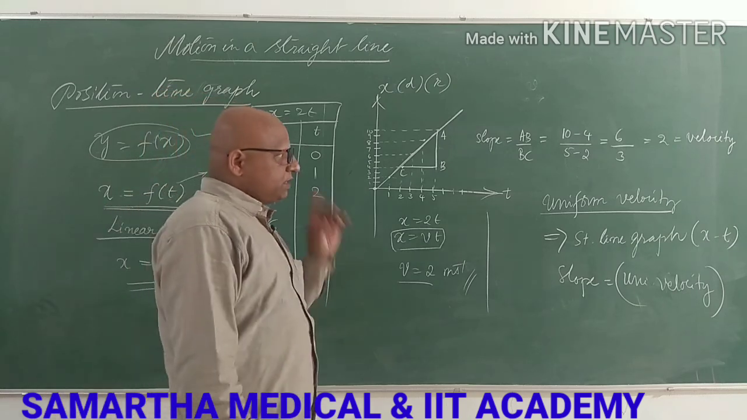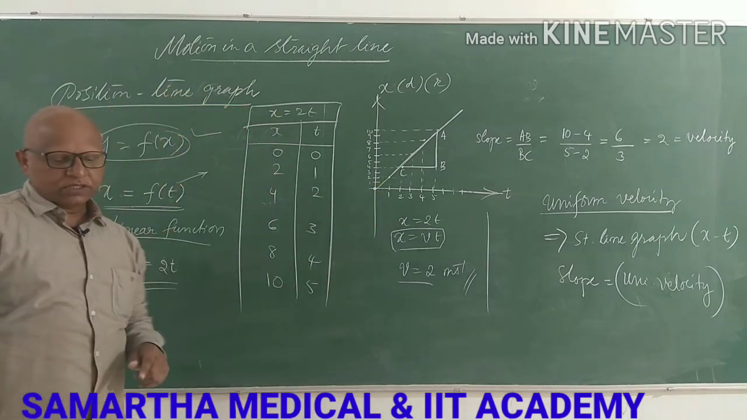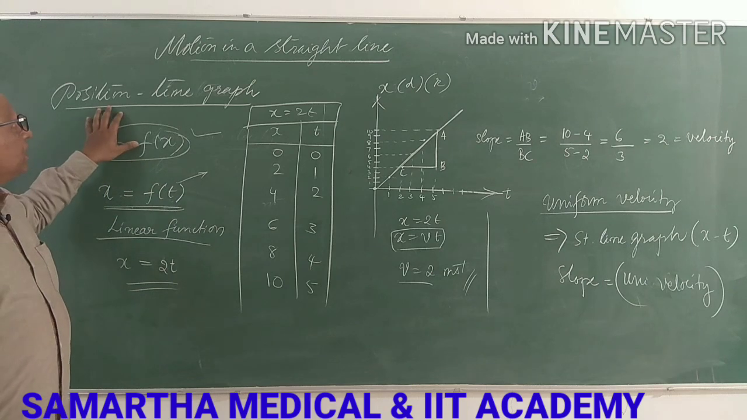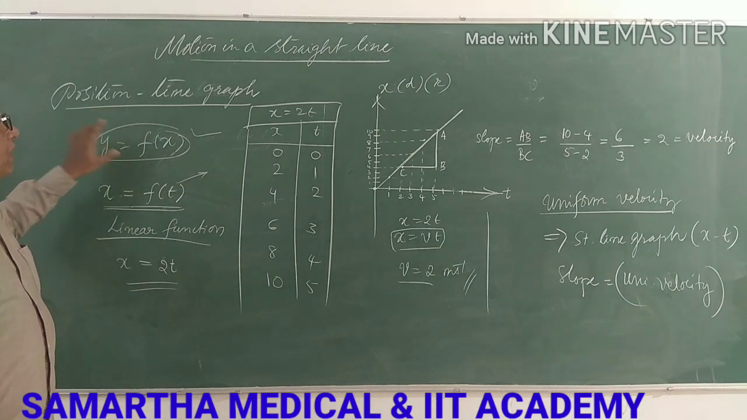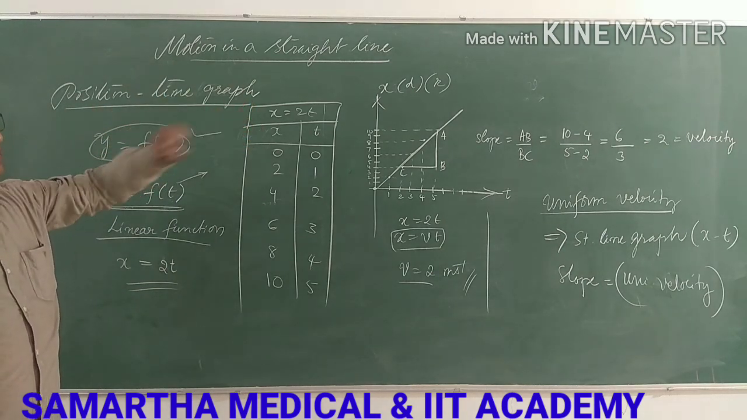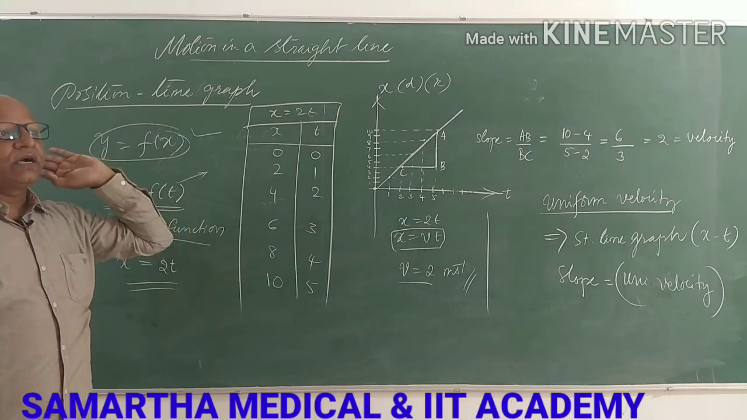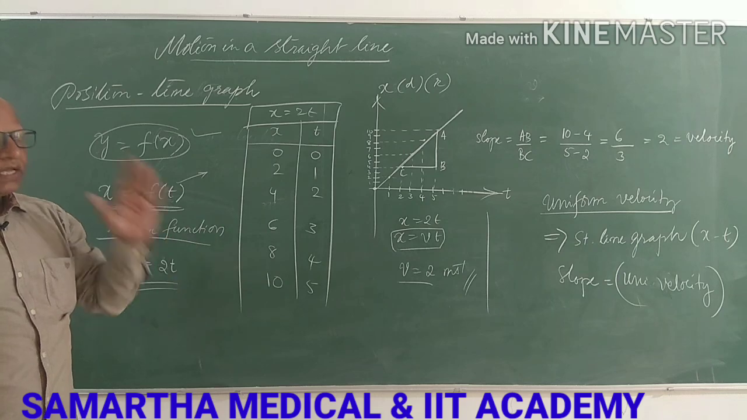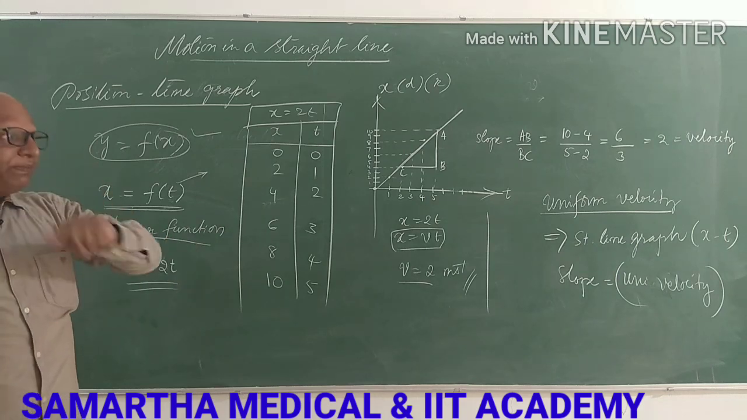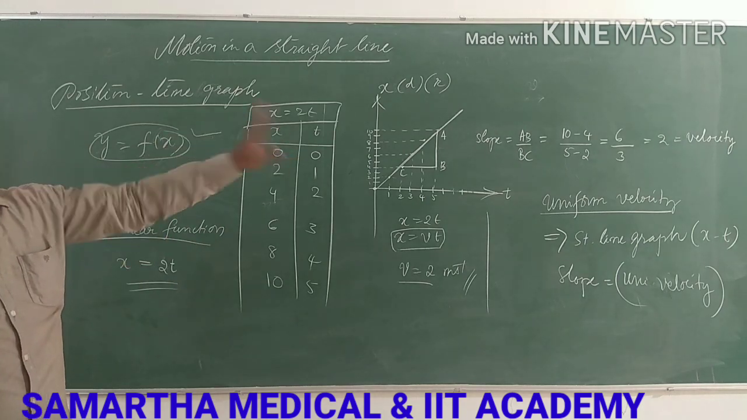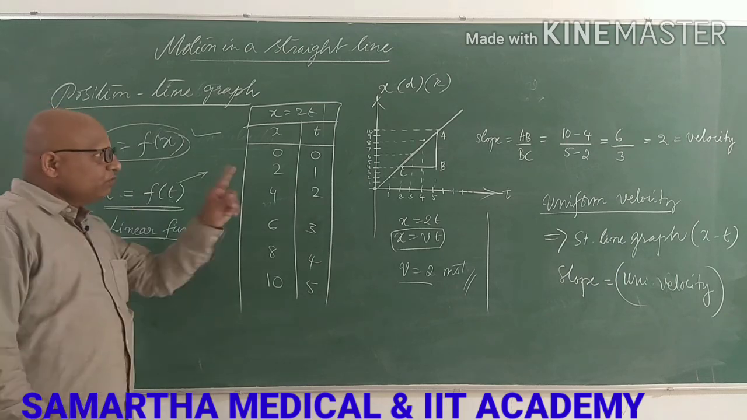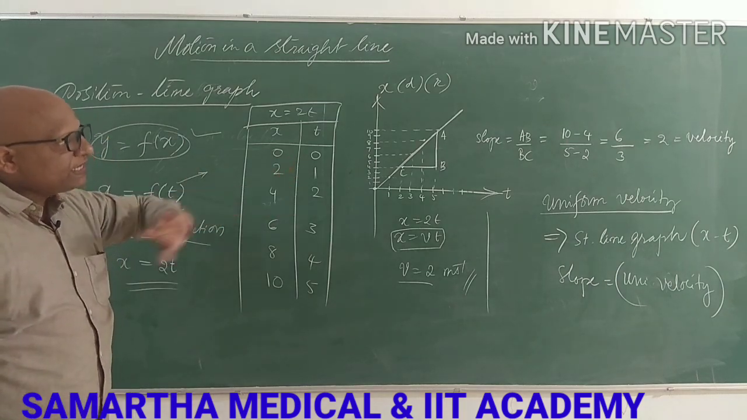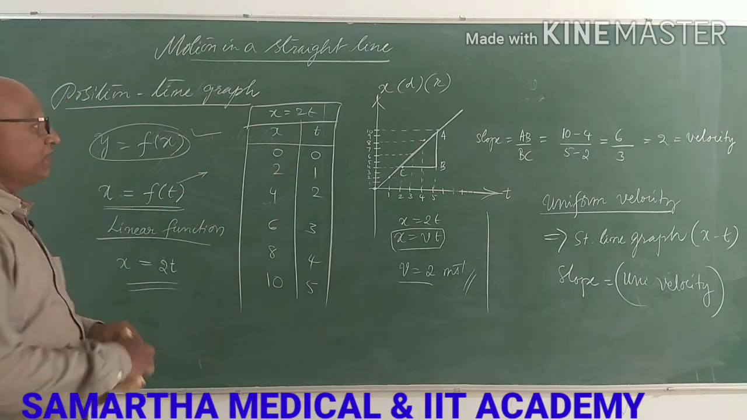Yes, this is the first insight you must understand. What kind of graph will be obtained for uniform velocity? If the car, the bike, or the particle is moving with constant velocity, then its graph will be represented by a straight line. Now, there are certain variations in this particular kind of graph.